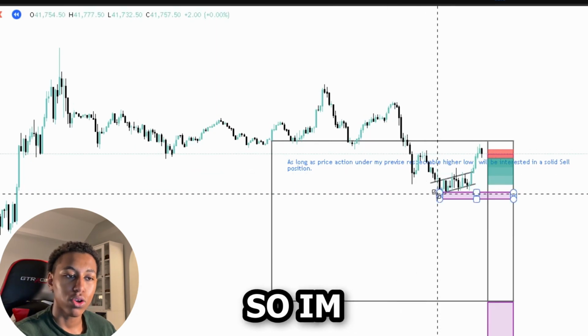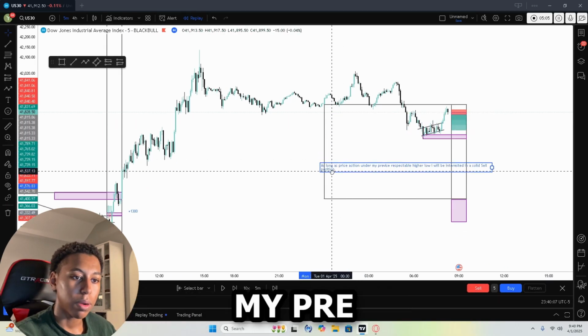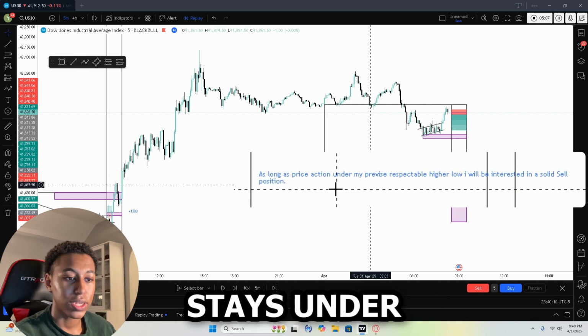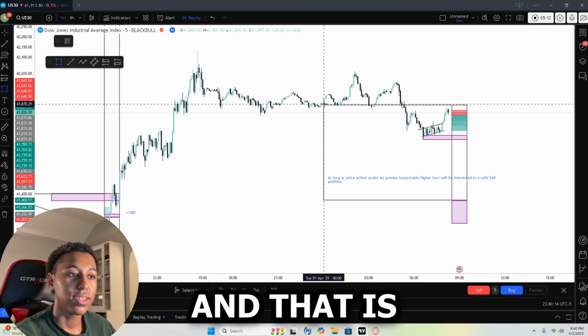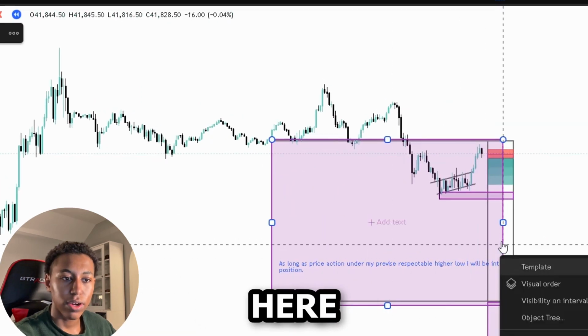And again, we're under that, so I'm interested in what? A sell position. So reading my pre-market analysis, as long as price action stays under my previous respectable higher low, I'll be interested in a solid sell position, and that is this zone. So I know as long as we're here, I'm interested in the sell.